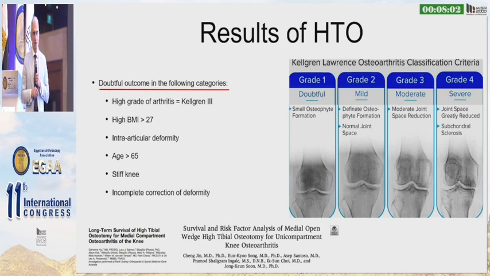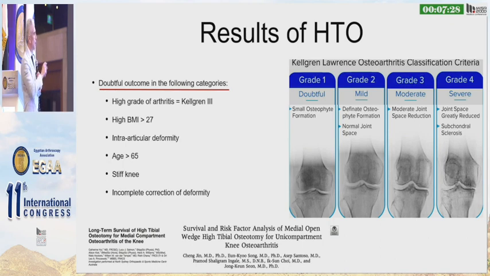And the caveat is, look at the points listed on the left side. These are patients who are not satisfied. They don't have good long-term survival with high tibial osteotomy. Patients with Kellgren grade 3 or more, high BMI, intra-articular deformity. There is no extra-articular deformity, but rather the patient has developed the varus as a result of the collapse of the medial compartment. These are not good candidates for high tibial osteotomy.